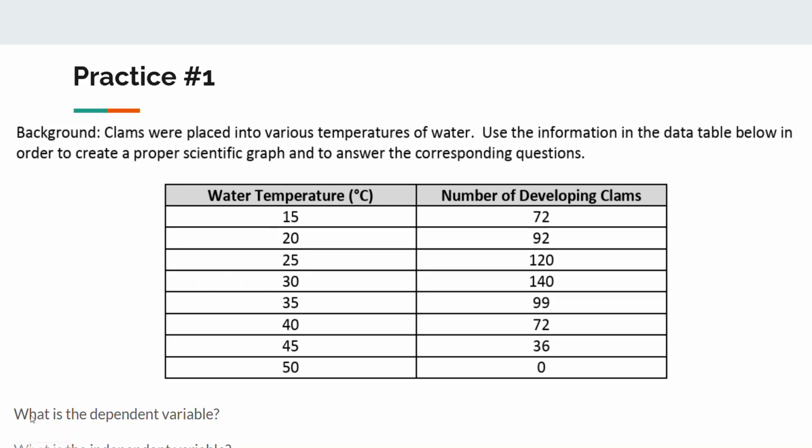So the dependent variable is what happens as a result of the independent variable. So in this scenario, what is the scientist controlling? Well, they're controlling the various temperatures of water. And then we can also remember that normally the independent variable is on the left side of the data table. Okay, so the independent variable is going to be the water temperature. I, as a scientist, am controlling that. Now, if we look at the dependent variable, what is happening as a result of the independent variable? Well, the number of developing clams.